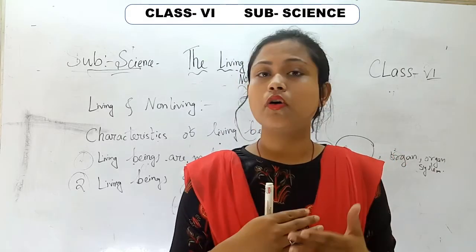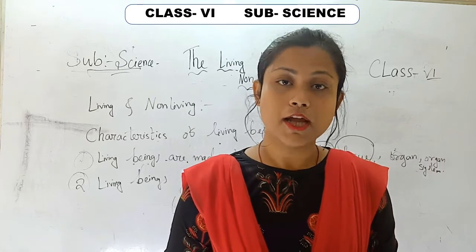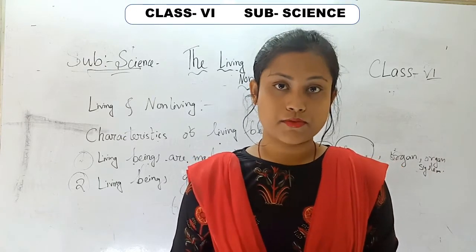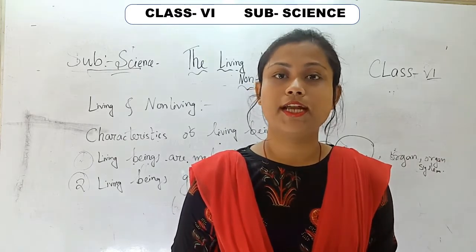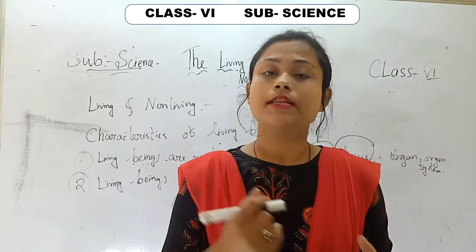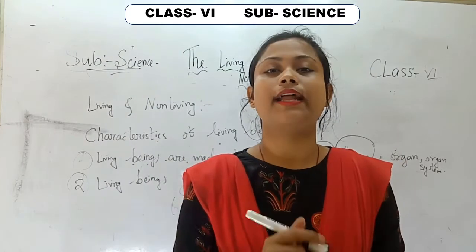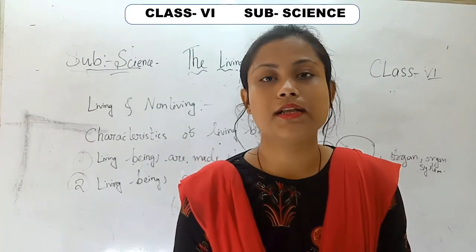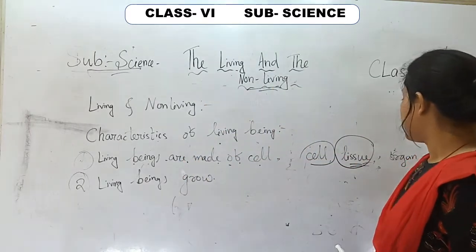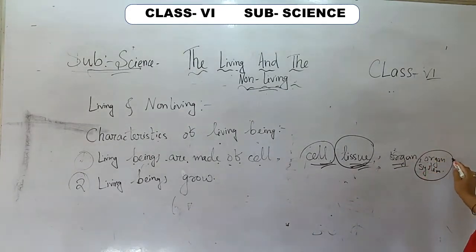Two or more organs cooperate with each other to perform a particular function. Like to digest our food, we need two or more organs. Yes or no? Like we need the stomach, liver, large intestine, small intestine. These are all organs, and as a whole they are called an organ system. Like the digestive system and respiratory system are examples of organ systems. So we have discussed what is a cell, what is a tissue, what is an organ, and what is an organ system.